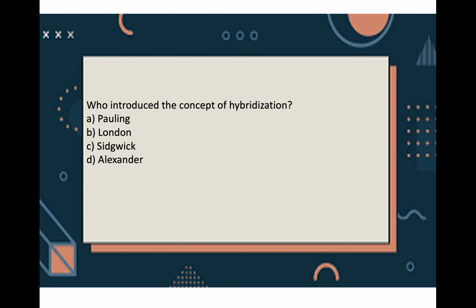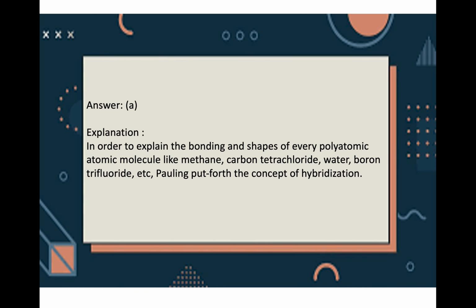The first one is, who introduced the concept of hybridization? The choices are A. Pauling, B. London, C. Sidgwick and D. Alexander. The option is A, Pauling. In order to explain bonding and shapes of polyatomic molecules like methane, carbon tetrachloride, water, boron, etc., it was Pauling who introduced the concept of hybridization.